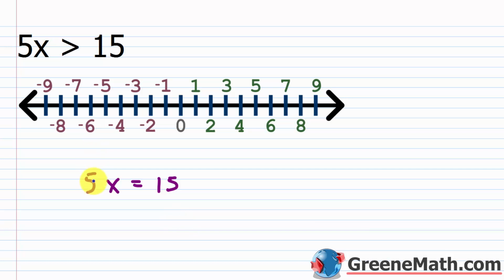So since 5 is multiplying x here, I can divide both sides of the equation by 5, and I get that x is equal to 3, right? Very easy. You have the same property with inequalities, but you have an exception here that you really need to pay attention to.